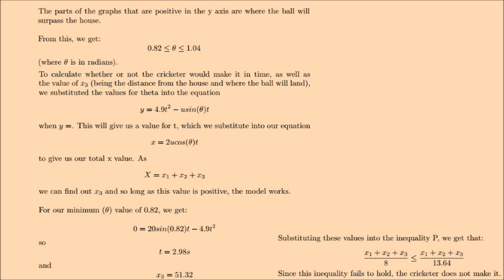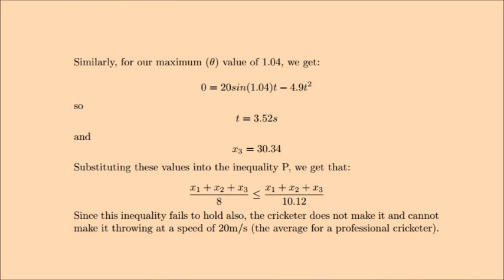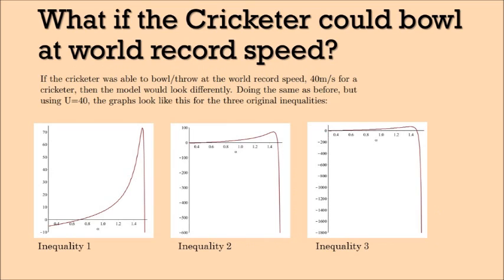For our minimum value of theta of 0.82, we get a time and an x3 value that both hold, but unfortunately the inequality p does not hold, which means the cricketer fails to make it. Similarly, for our maximum value of theta of 1.04, this is the same, as t and x3 both hold, but the inequality does not. So what would happen if the cricketer could bowl at world record speed? Well, the world record speed is 40 metres per second.